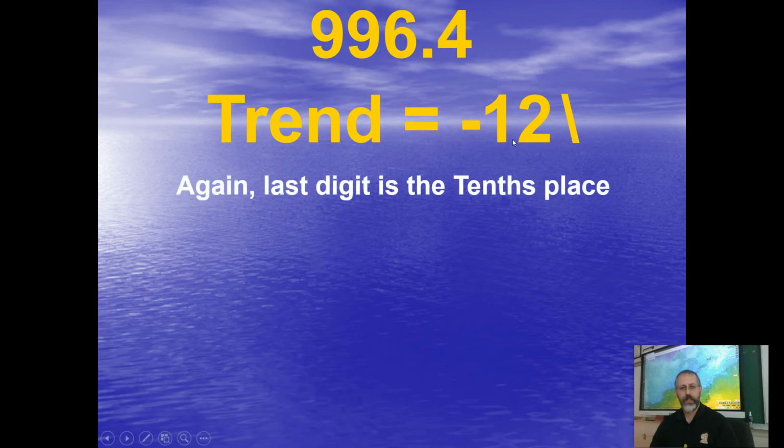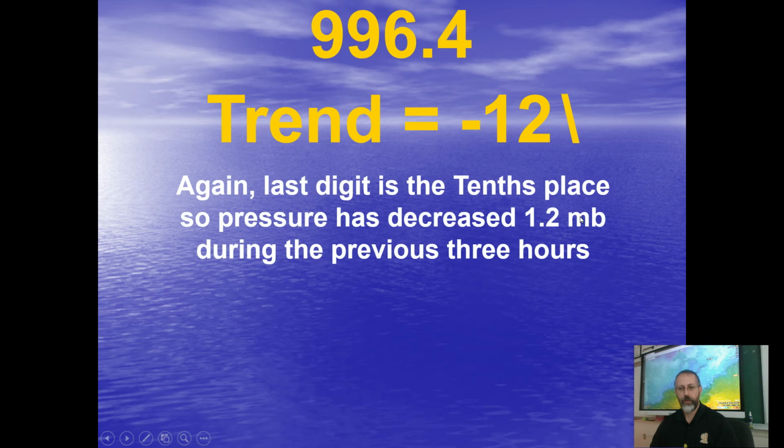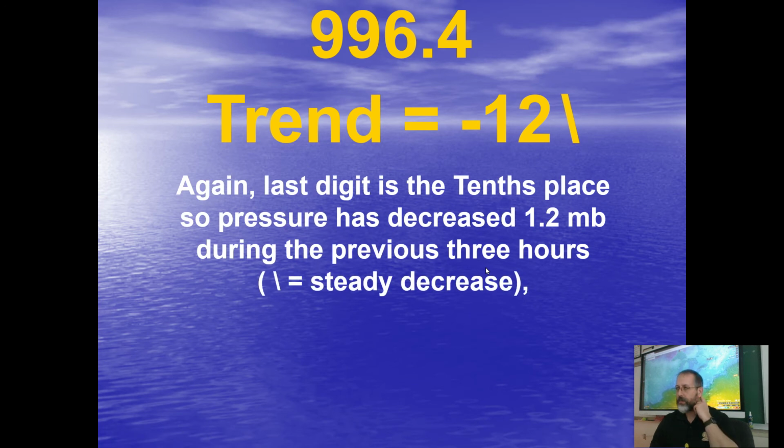So the last digit's the tenths place. The pressure has decreased 1.2 millibars during the previous 3 hours. And like I said, the downhill line represents a steady decrease. It could have been down and flat. It could have been flat and then down. Honestly, that line is not always there on the ones we do. So don't get in a twist if you don't have a line to put there. It's okay. If you don't have any information, don't worry about it.